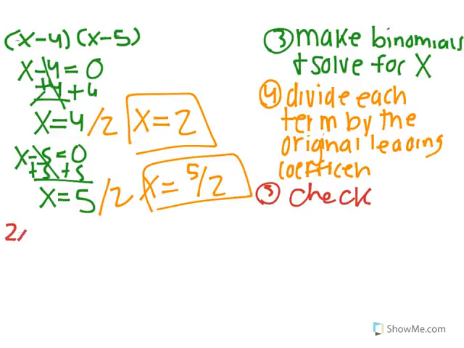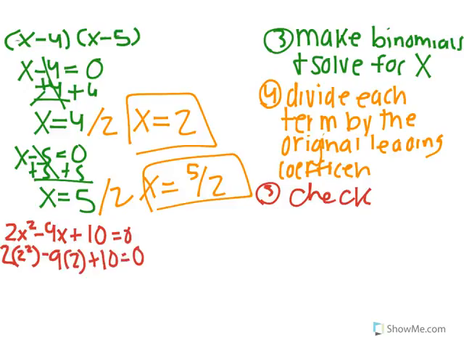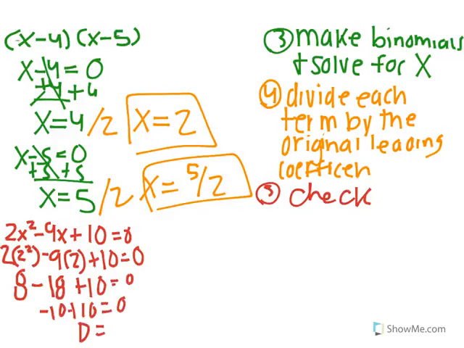So my original equation, 2x squared minus 9x plus 10. First I'm going to plug in 2. Wherever there's an x, I plug in, and it's equal to 0. So 2 squared is 4 times 2 is 8, minus 9 times 2, 18, plus 10. So that's going to be negative 10 plus 10 is equal to 0. So 0 is equal to 0.